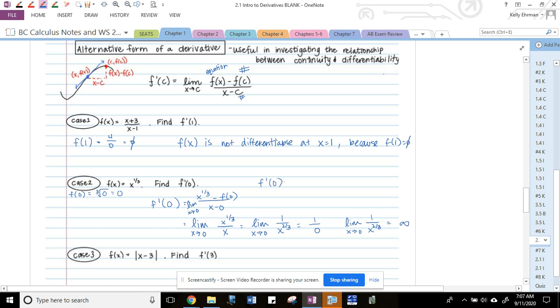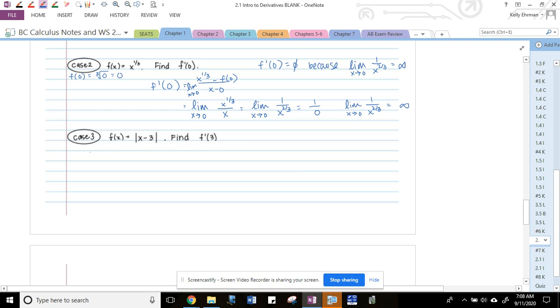So f prime of 0 does not exist, there is no solution, because the limit as x approaches 0 of 1 over x to the 2/3 equals infinity. There is no derivative at x equals 0.